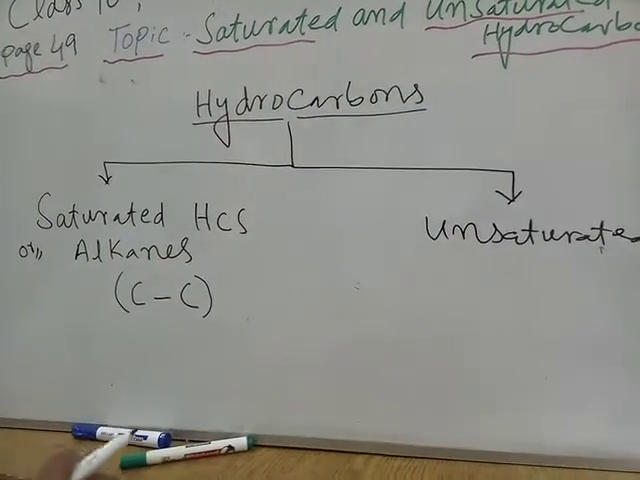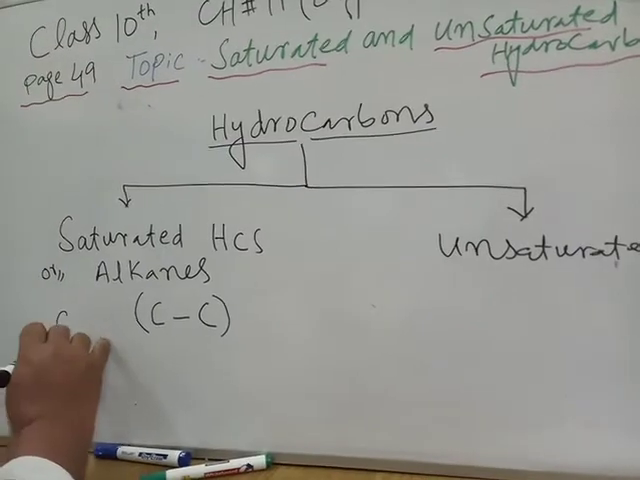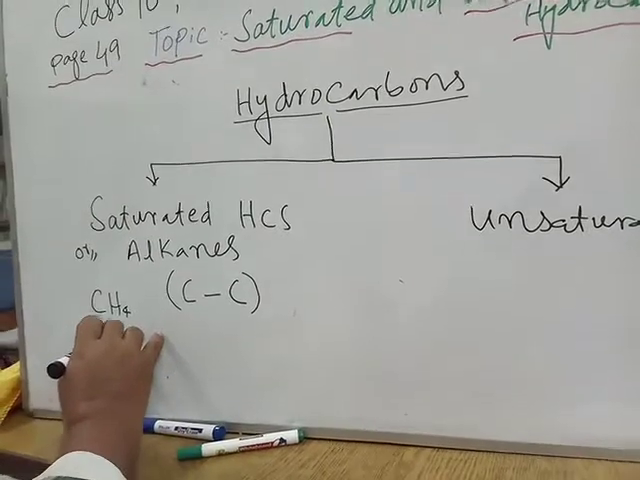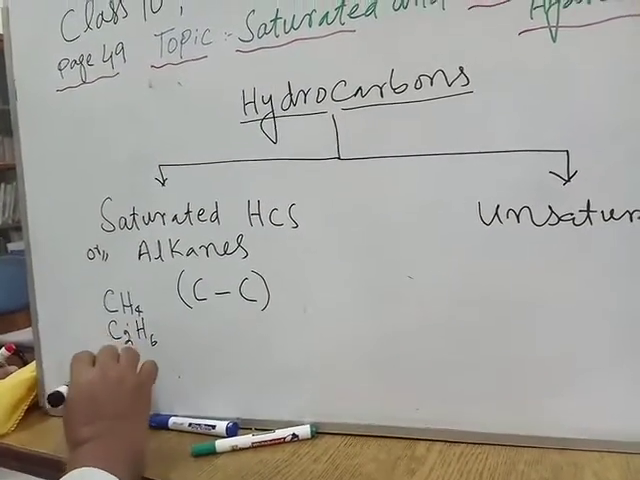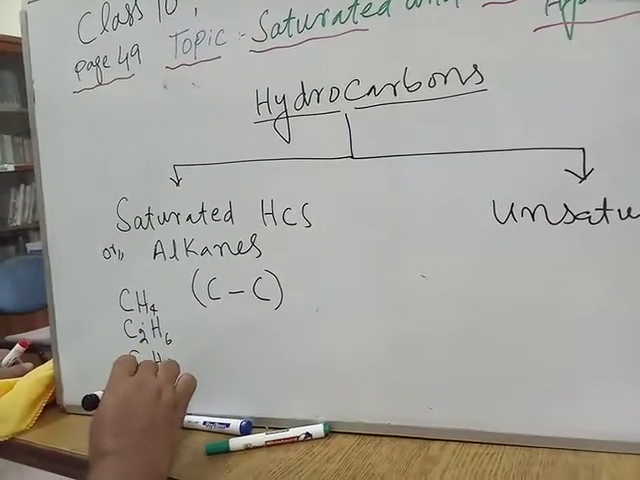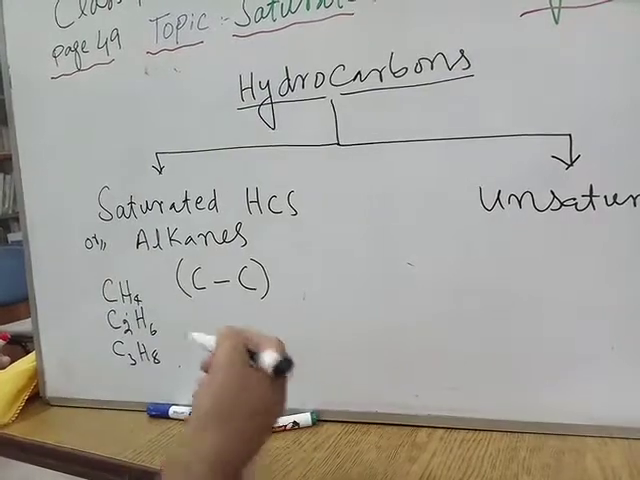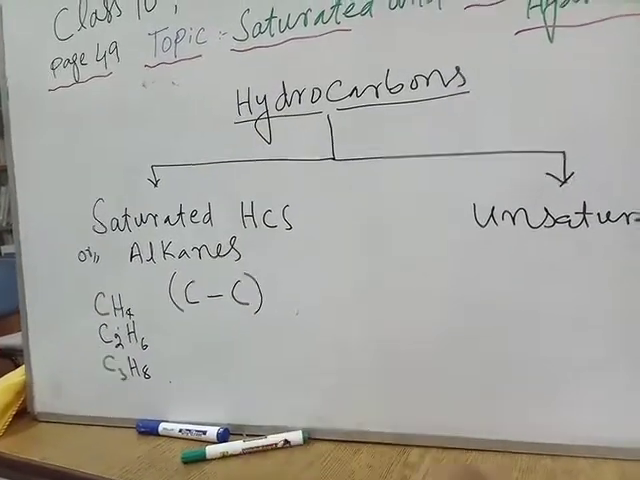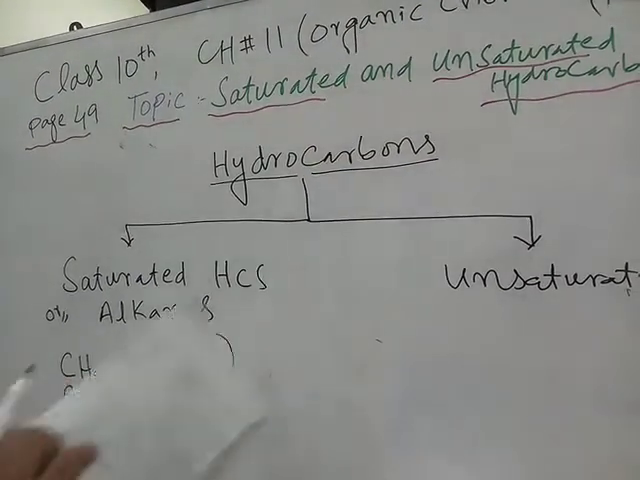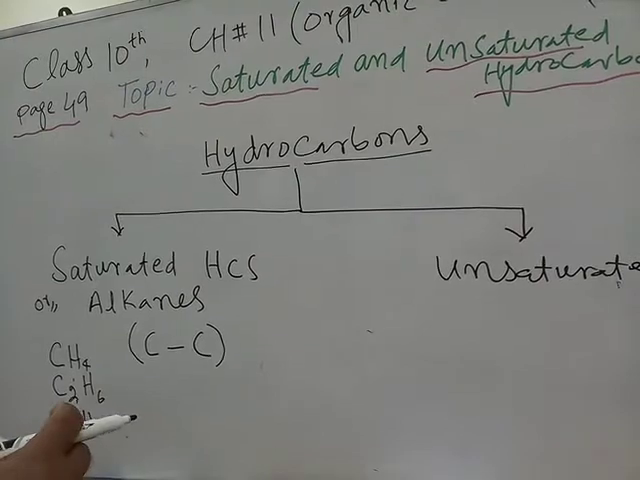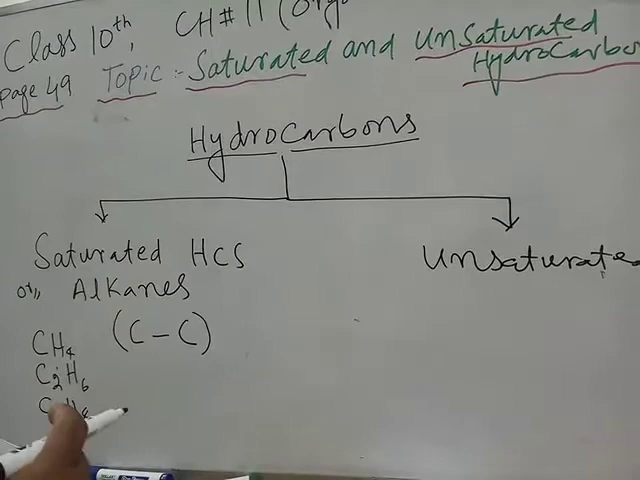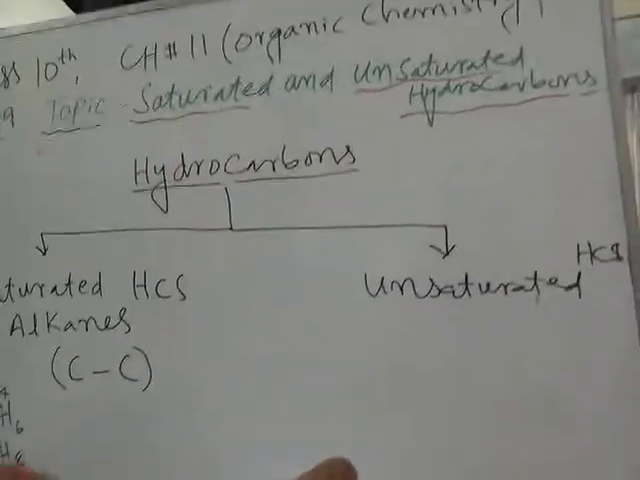For example, the first alkane is methane, that is CH4. The next is C2H6, ethane. The third is C3H8, propane. Then butane, pentane, hexane, heptane, octane, nonane, decane. All these are then discussed number by number. So today we have discussed the saturated hydrocarbons. Now I am proceeding towards the unsaturated hydrocarbons.